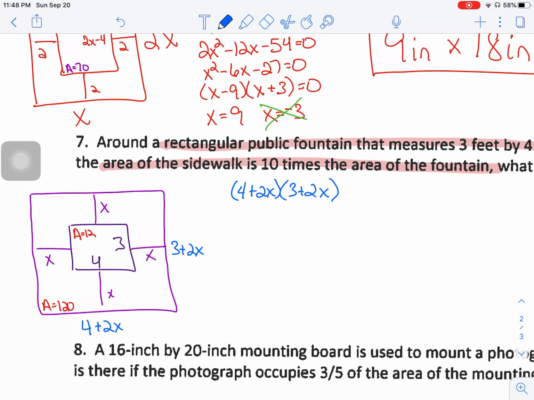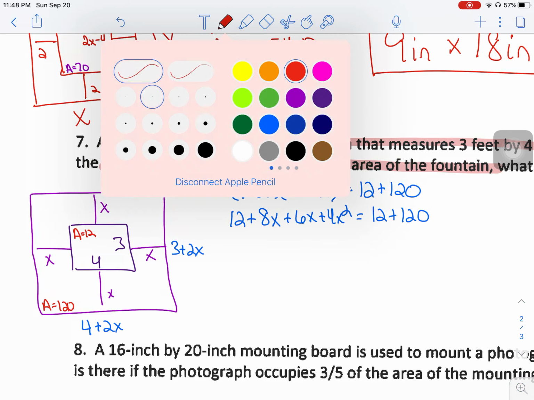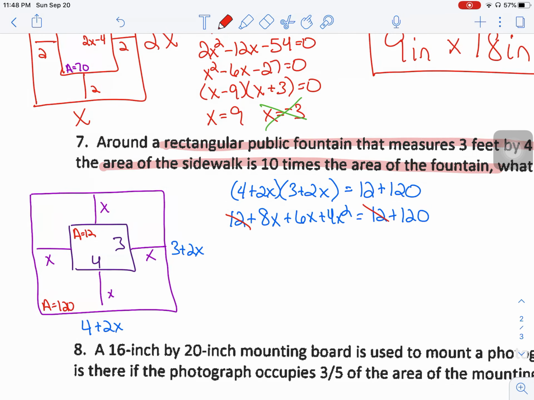So (4 + 2x)(3 + 2x) is equal to the little rectangle plus its border. So the big rectangle is equal to the fountain plus the sidewalk. All right, that's what we just translated it into. So let's see, 12 plus, I'll just write this out the long way, plus 6x plus 4x squared equals, I'll leave that as is because I'm going to cheat a little bit. The 12s on both sides cancel.